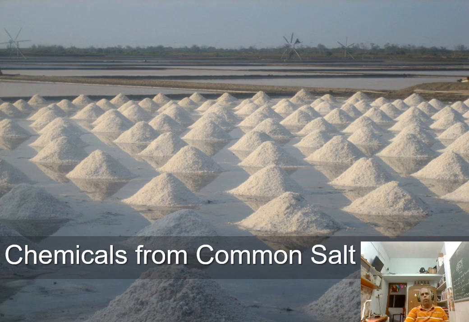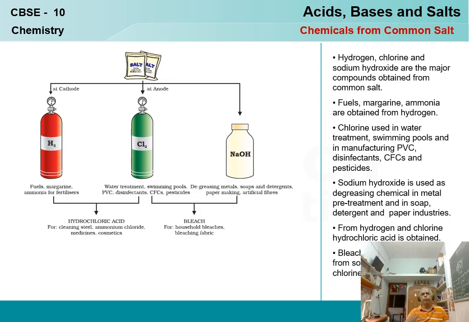Chemicals from common salt. Hydrogen, chlorine, and sodium hydroxide. These are the major compounds obtained from common salt. You know, common salt is nothing but sodium chloride. Fuels, margarine, ammonia. So these are all the substances obtained from hydrogen.